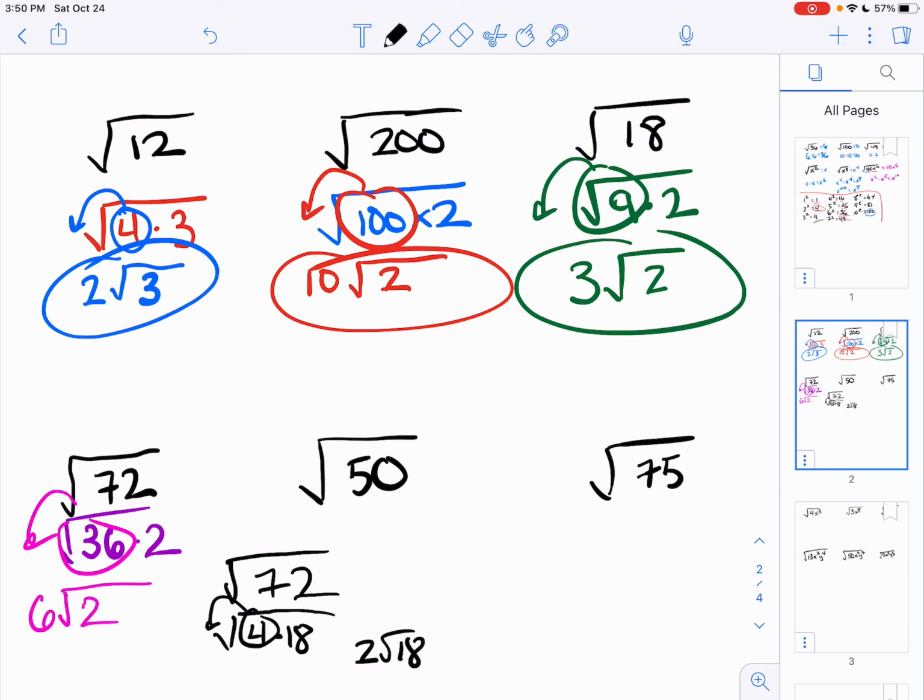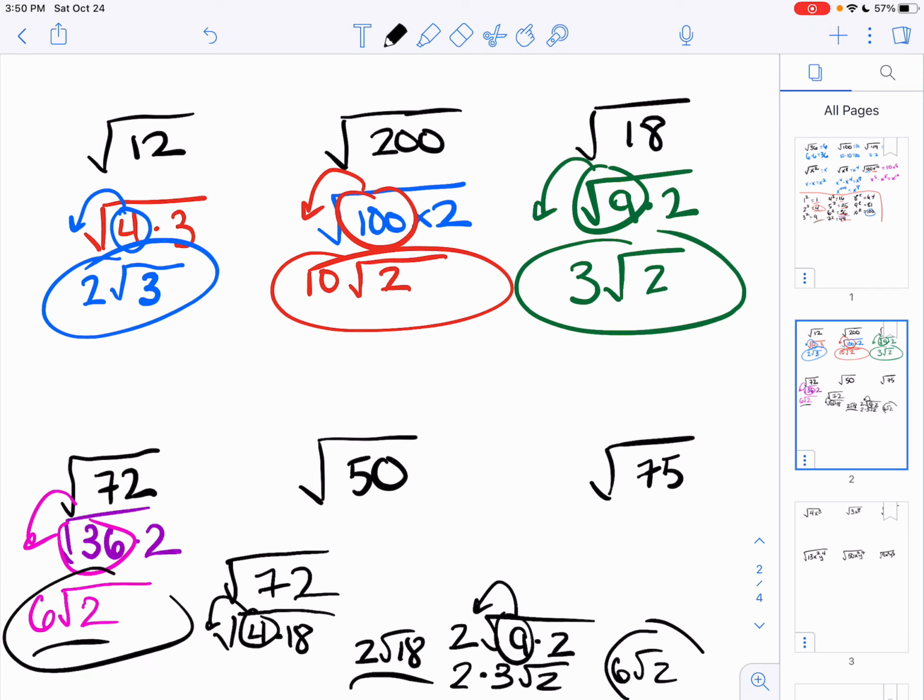Well, is 6 radical 2 the same thing as 2 radical 18? Let's wait a second, because look, there's actually a perfect square that goes into 18, and that is 9. So we can split up 18 into 9 times 2. We keep our 2 outside the radical. So now the 9 will come out as a 3, and the rule is when you do this, we have to multiply the 2 times the 3 that we're getting. So we have 2 times 3 radical 2, which will wind up being 6 radical 2. So it actually is the same thing.